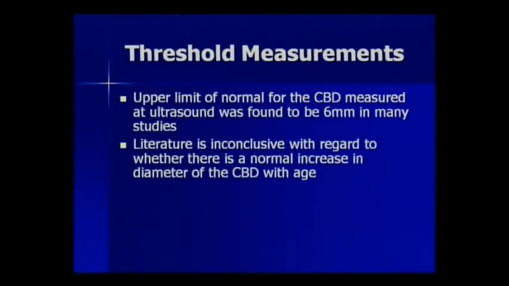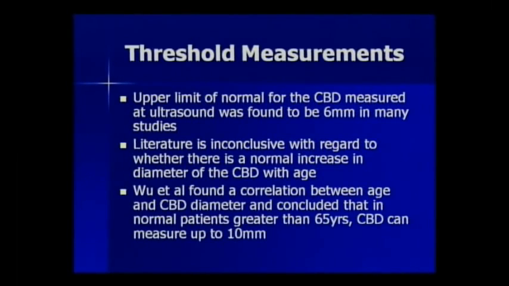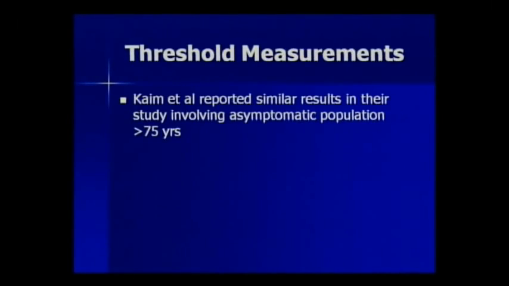Now the literature is inconclusive with regard to whether there is a normal increase in diameter of the common bile duct with age. We've all heard the 4 for 40, 5 for 50, 6 for 60, etc. But the literature is inconclusive. One group here found a correlation between age and common bile duct diameter, and they concluded that in normal patients greater than 65 years, it can measure up to 10 millimeters. And another group reported similar results where they looked at asymptomatic patients greater than 75 years.